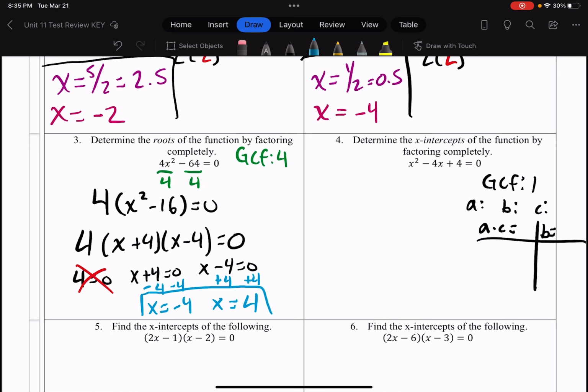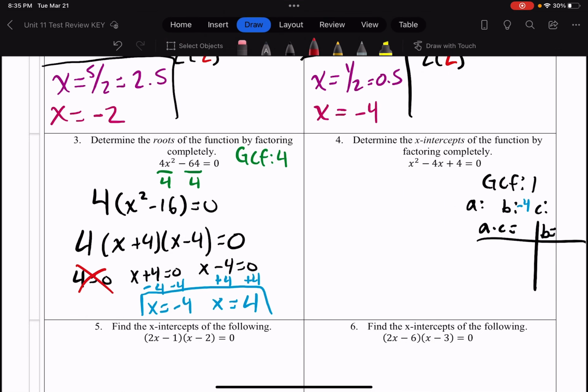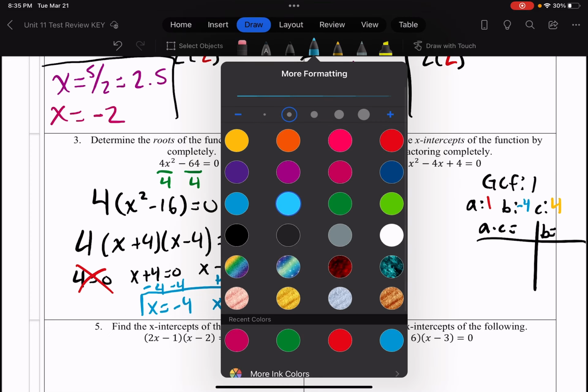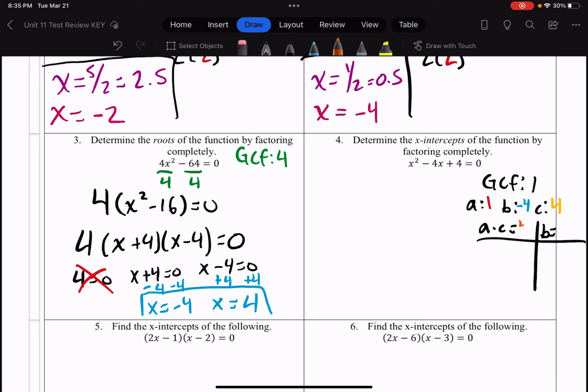So in this case, our b value is negative 4. Our a value is 1. And our c value is positive 4. So I've got to find two numbers that multiply to 1 times 4, which is just 4, but add to negative 4.